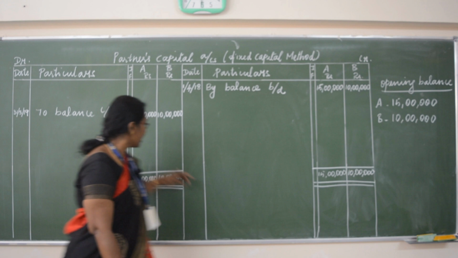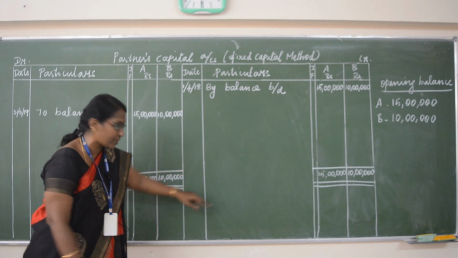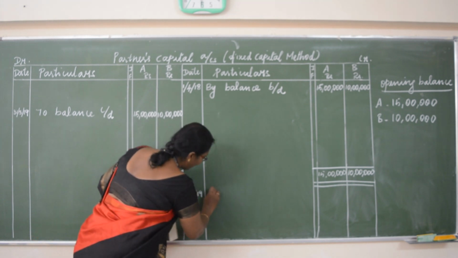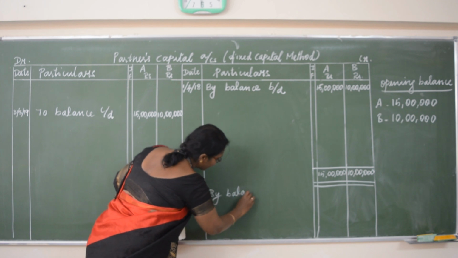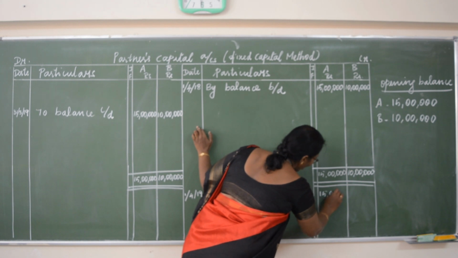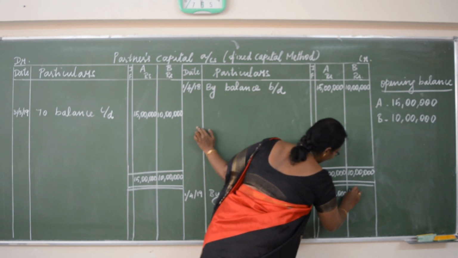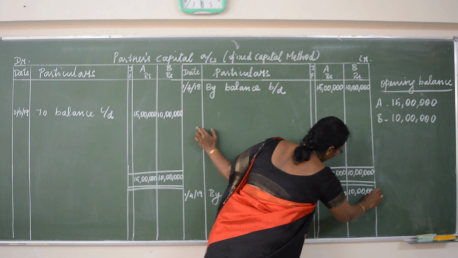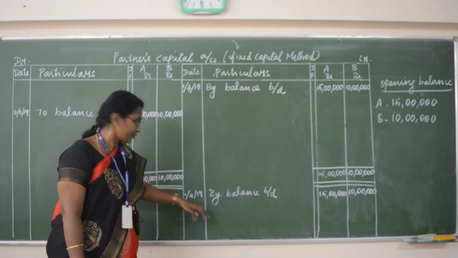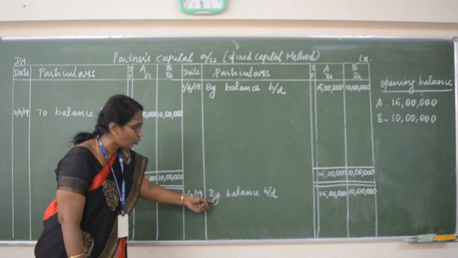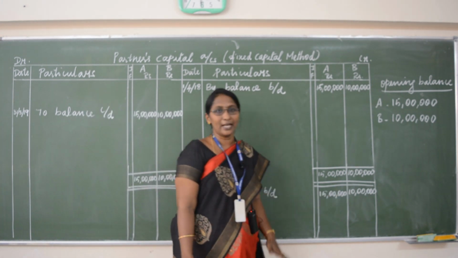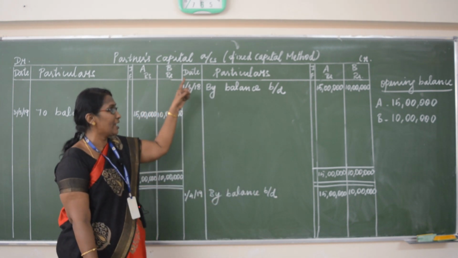Is it clear? Yes. So after closing this, we have to open this to the next year by writing 1/4/2019 by balance brought down. The same closing value will become opening value to the next year. So usually how you will close the ledger and how you will open to the next year, you know. So 1/4/2019 I do open this closing value here as opening 15 lakhs and 10 lakhs. So this is about partner's capital account.